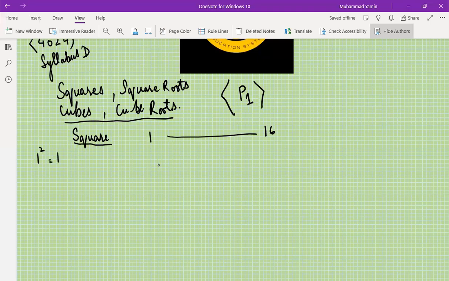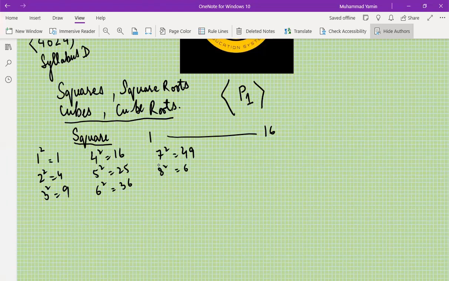Square of 1 is 1. Square of 2 is 4. Square of 3 is 9. Square of 4 is 16. Square of 5 is 25. Square of 6 is 36. Square of 7, 49. Square of 8, 64. Square of 9, 81. Square of 10, 100. Square of 11, 121.